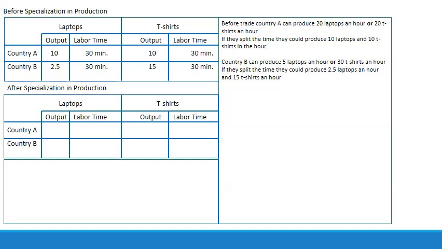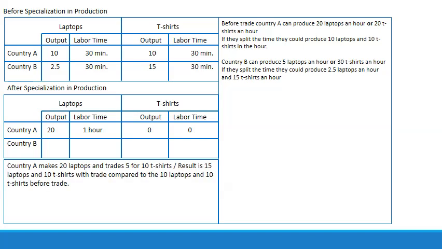Now, with trade, though, that changes. With trade, country A can produce 20 laptops in an hour of time and focus on t-shirts none at all. So country A makes 20 laptops and trades five for 10 t-shirts, resulting in 15 laptops and 10 t-shirts with trade compared to 10 and 10. So you see what happens here. So country A makes 20 laptops. They take 5 of those and trade them for 10 t-shirts. That gives them 15 laptops and 10 t-shirts compared to where they were at 10 and 10.